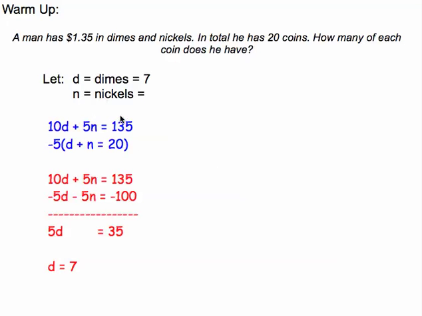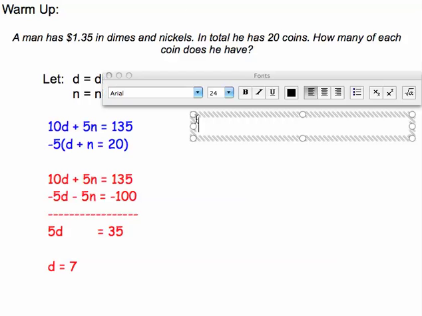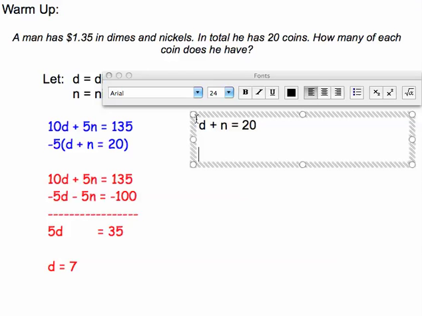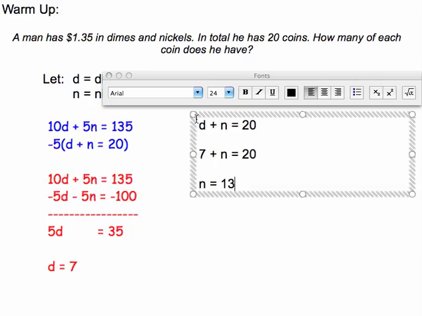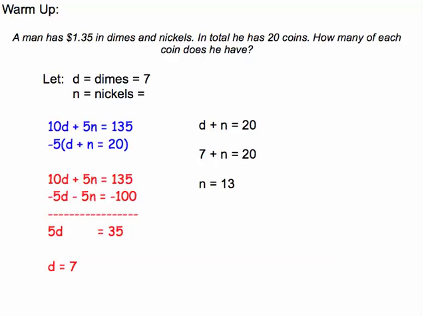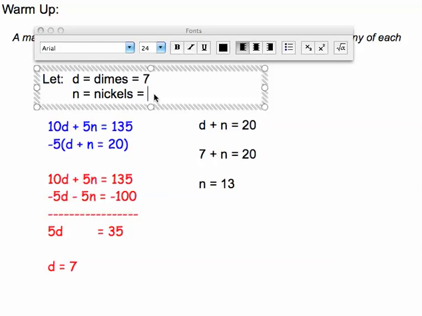But now I need N. So I'm going to take the second equation, D plus N equals 20. I'm going to substitute in 7 for D. And when I subtract 7 from both sides, I get N equals 13. So I know the amount of nickels is 13.